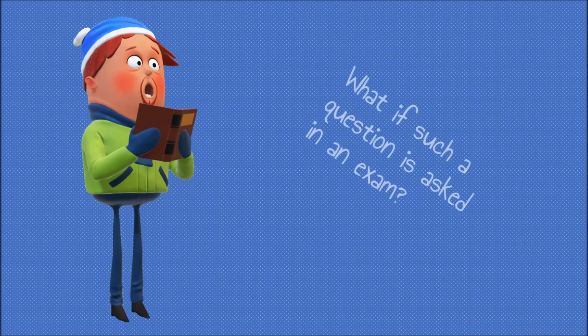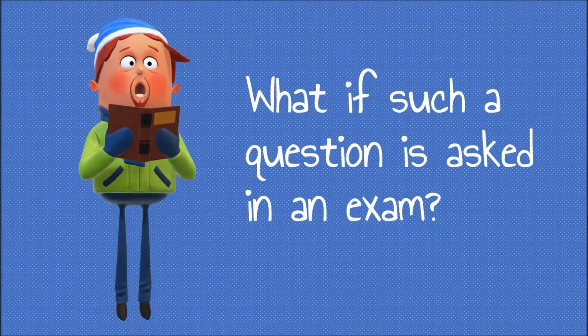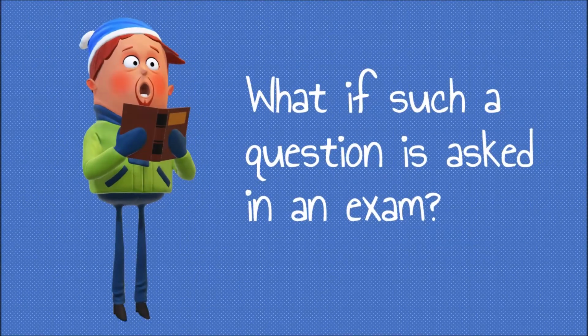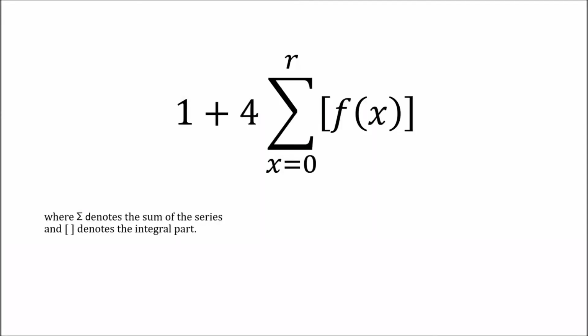Now, what if such a question is asked in an exam? Do not worry, here comes the magic technique. 1 + 4 sigma x = 0 to r [f(x)], where sigma denotes the sum of the series and the square bracket denotes the integral part. Integral part means if we have something like 2.65, we'll only take 2. So that is what this means.